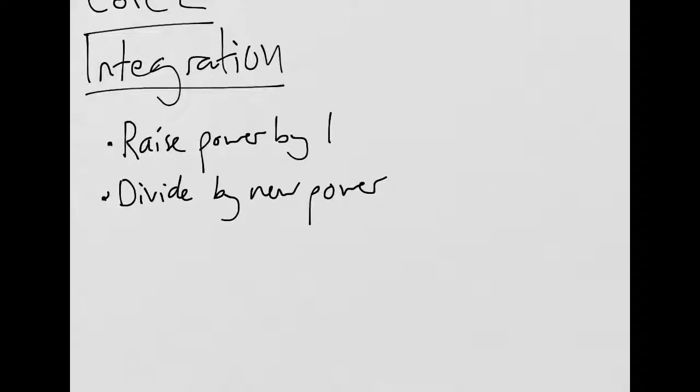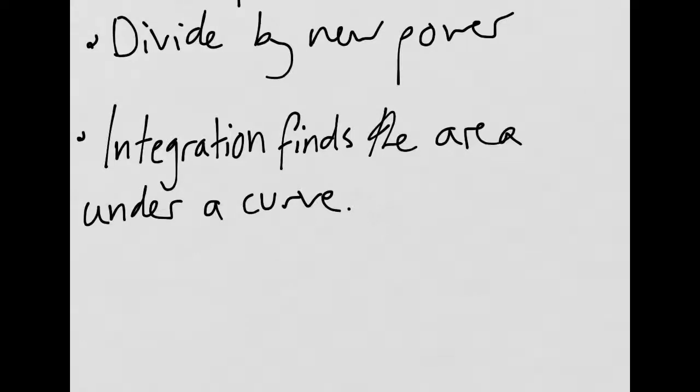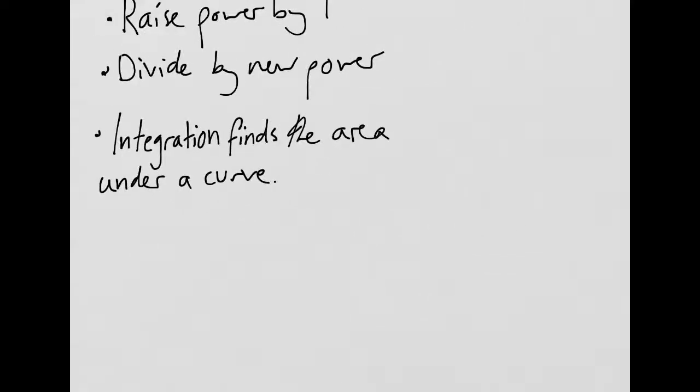revision video. Integrating finds the area under a curve. That's the whole point of integration in Core 2. But even more specifically, if we put in some limits, definite integration, which we are going to do in Core 2, integration finds the area under the curve, which will be between the curve and the x-axis and your limits.